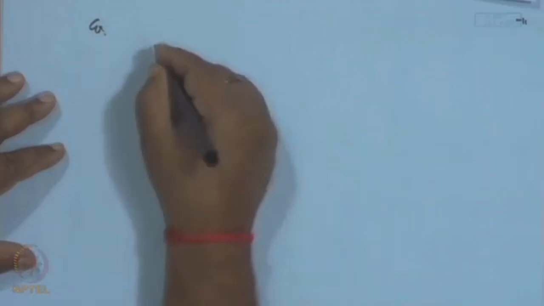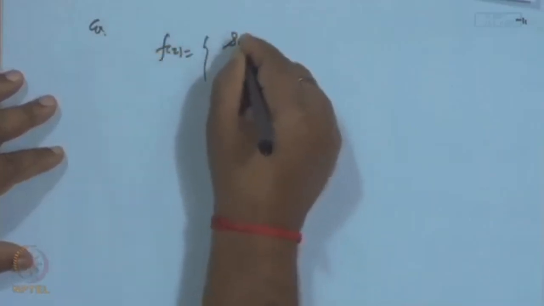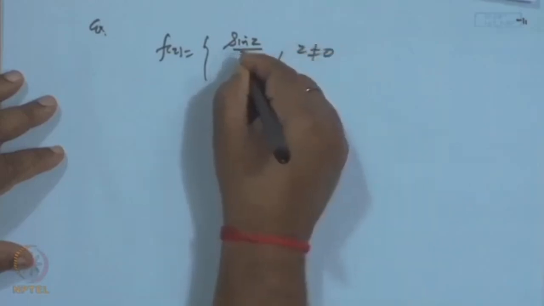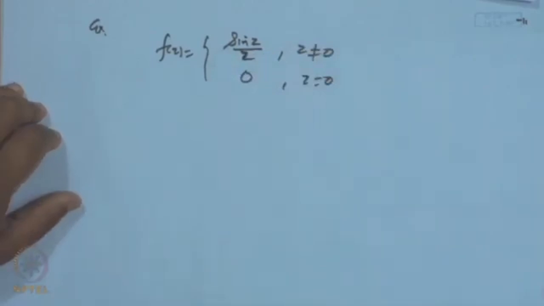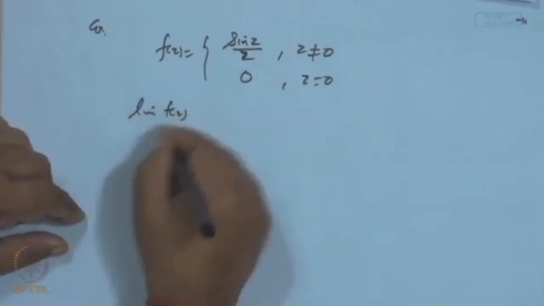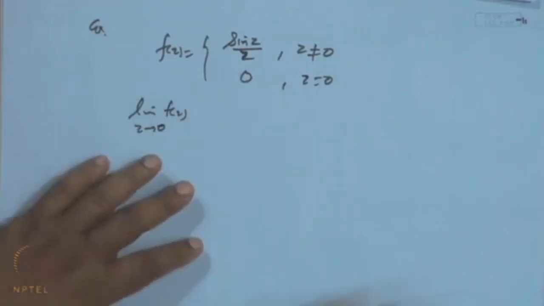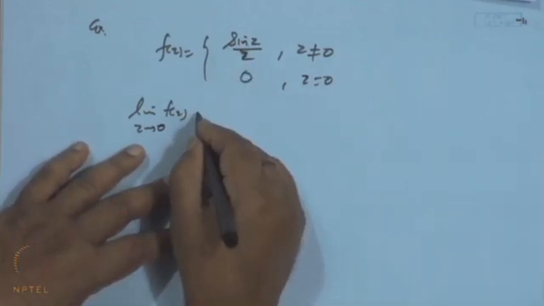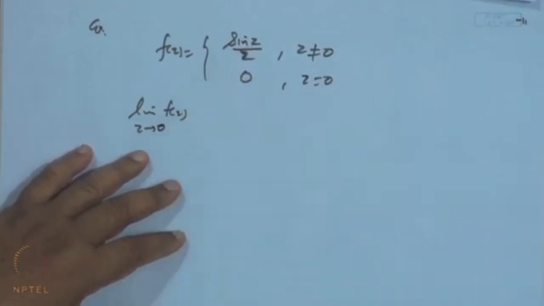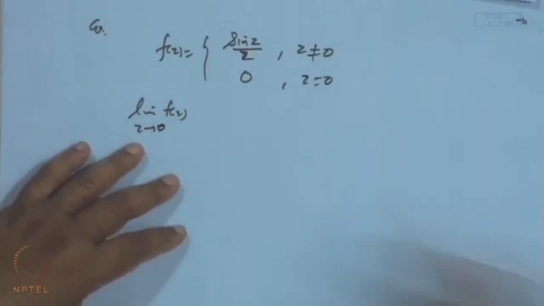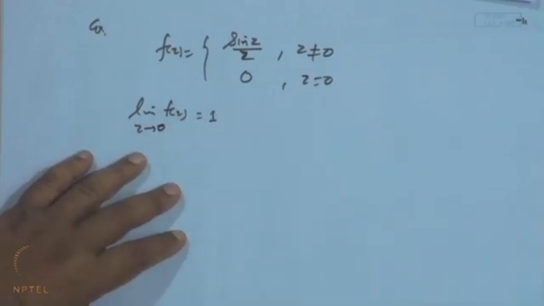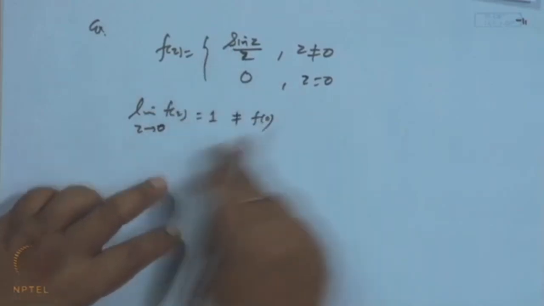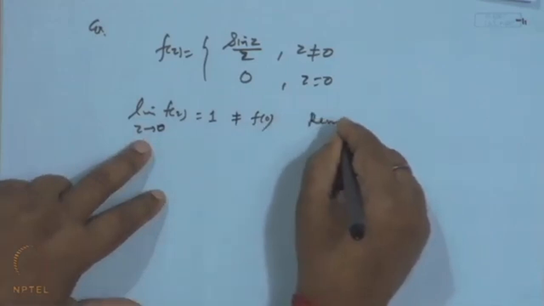For example, suppose I take the function f(z) equal to sin z by z when z is not equal to 0, and 0 if z is 0. Then the limit of this function f(z) when z tends to 0: if I take the limit of sin z by z when z tends to 0, what will be the limit? Using the derivative, this is cos z, and this is 1. But it differs from the value of the function at the point 0. So, the function has a discontinuity at 0, but this is known as a removable discontinuity.